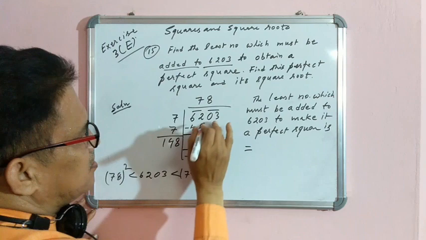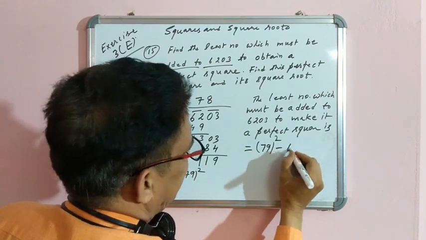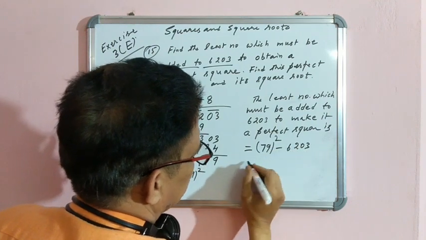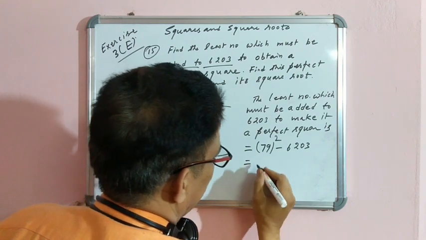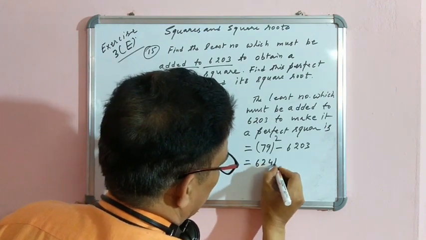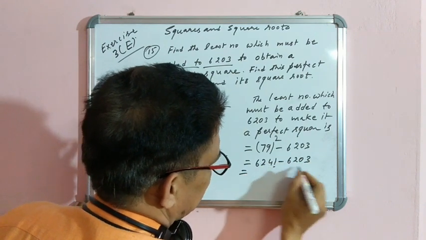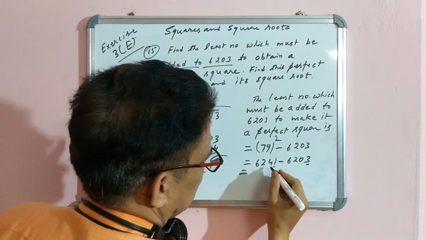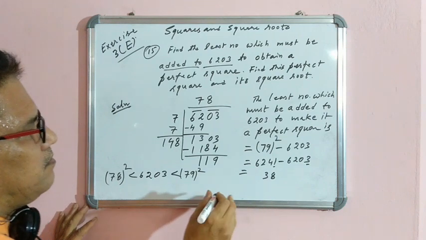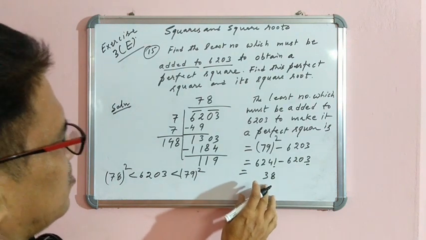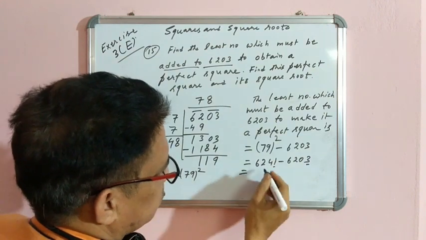We will subtract this number from the square of 79. Then we will get the required number. Now the square of 79, if you don't know, then multiply 79 into 79, you will get 6241, minus 6203. We are getting 38. So our number is 38. The least number is 38, and the square number is 6241.